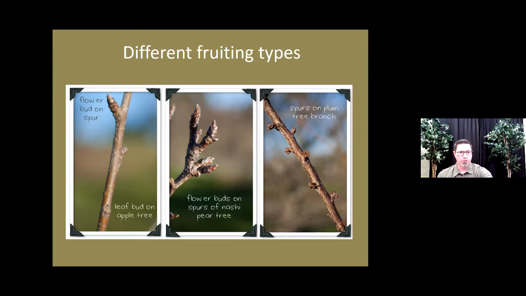So here's another picture in the middle of a pear tree with spurs. Those will all push out clusters of flowers that will be your fruit production, okay? On the right, a plum, look at all those little spurs.